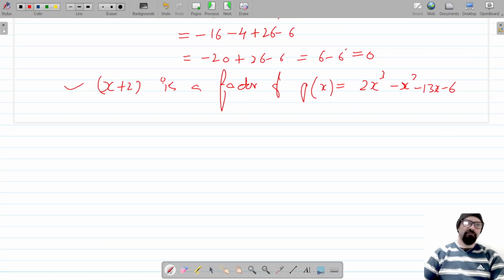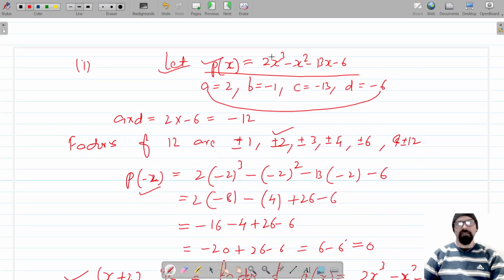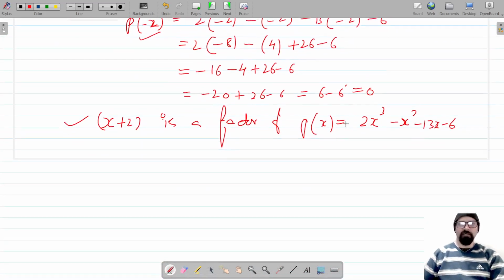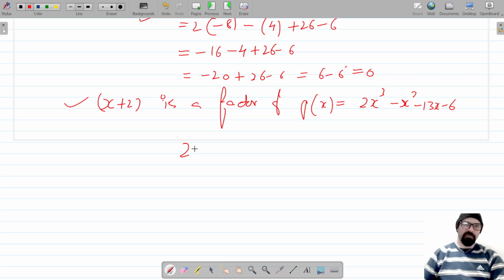Let's find out. So we have got one factor, it must have at most three factors. And to find the other factors, we are going to divide this polynomial by the long division method with the first factor, that is x plus 2.